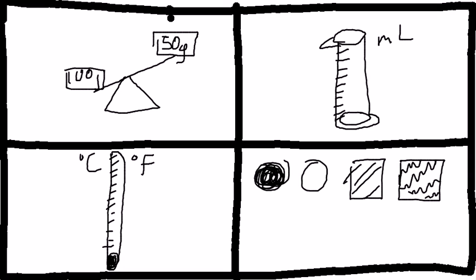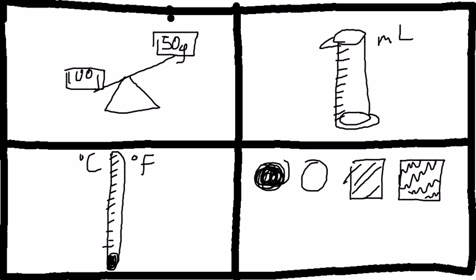The next thing that I would need to do, because all I had to do was do the drawings and the labels, is I would explain this to my partner. The way that I would explain it is I would talk about the first box first. This is a balance scale. It measures mass, which is the amount of matter in an object, using the unit grams.